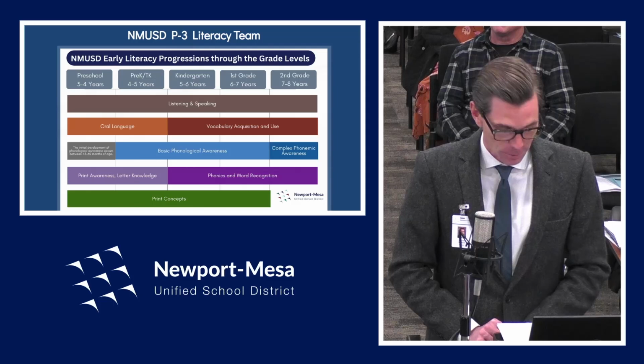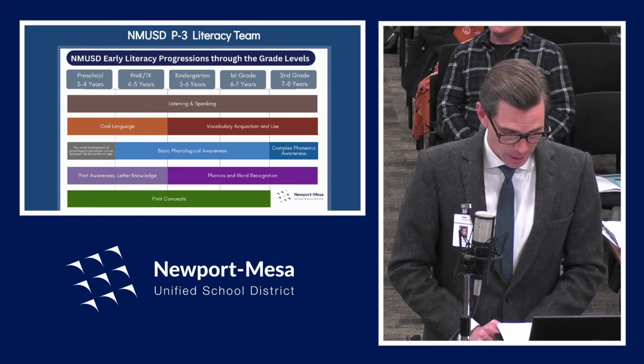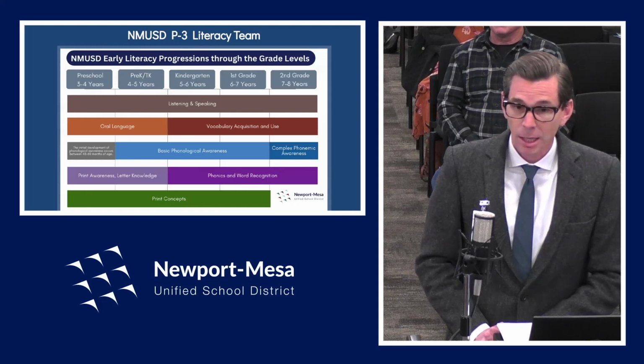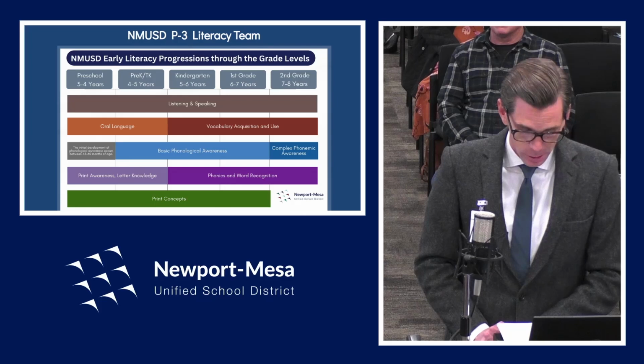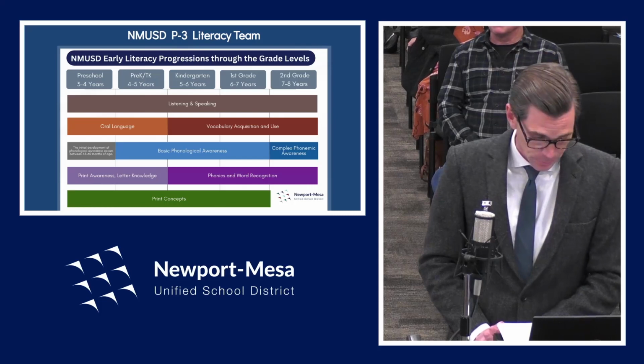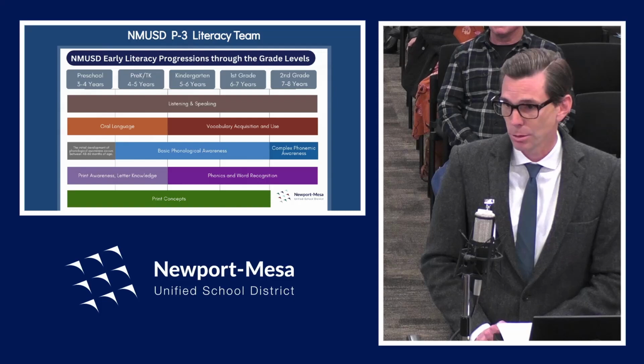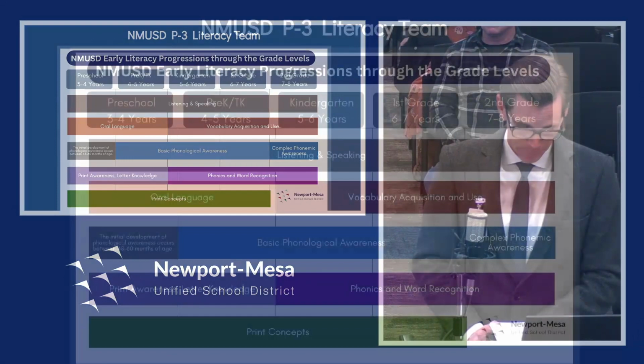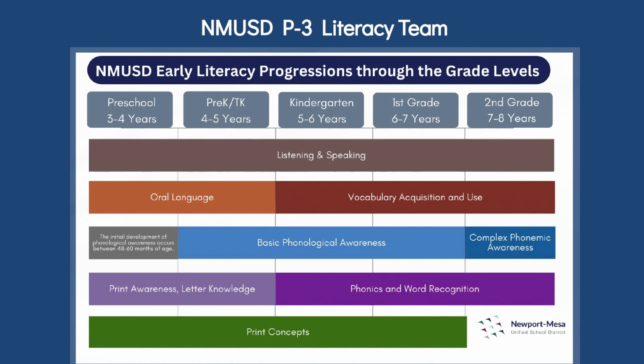I was able to join the P3 team when it started last school year, and looking at this literacy progression, this is really a guide in how it's directing some of the work that we're doing and really enabling us to ensure robust systems for tier one instruction, assessment, and intervention in all aspects of literacy. When we look at the work of the P3 team, it's clearly connected to the board priority of improving academic achievement in literacy. And while we know helping children aged 3 through 8 develop literacy skills is imperative, this guide is very enlightening in identifying the individual aspects of literacy.